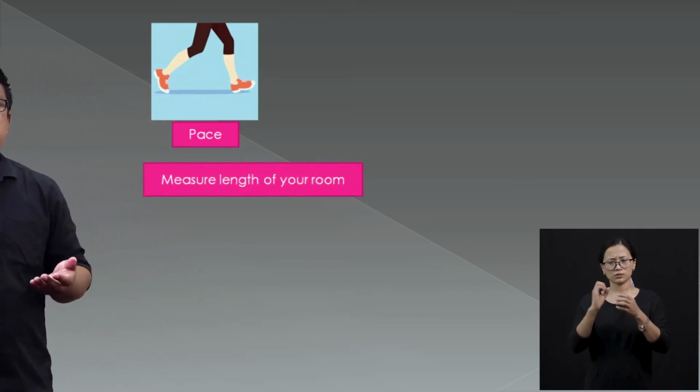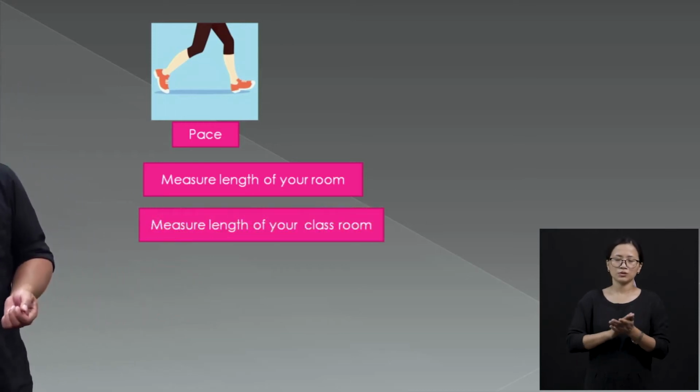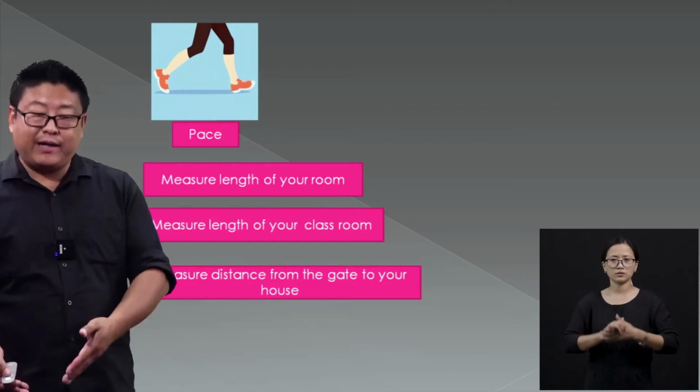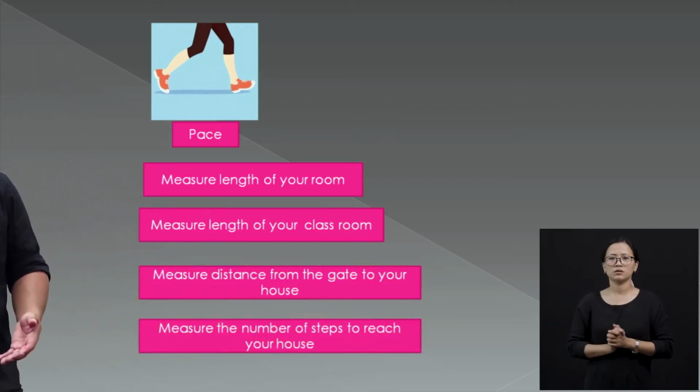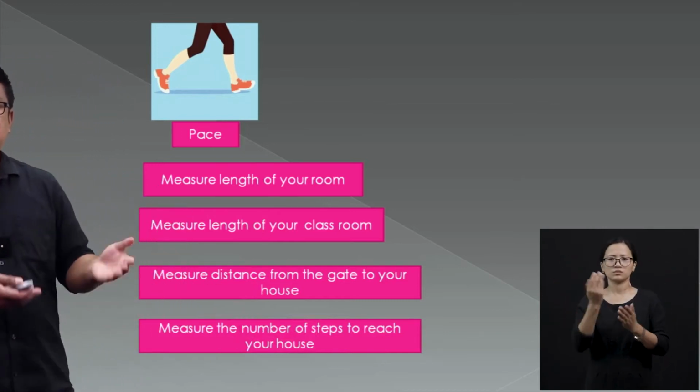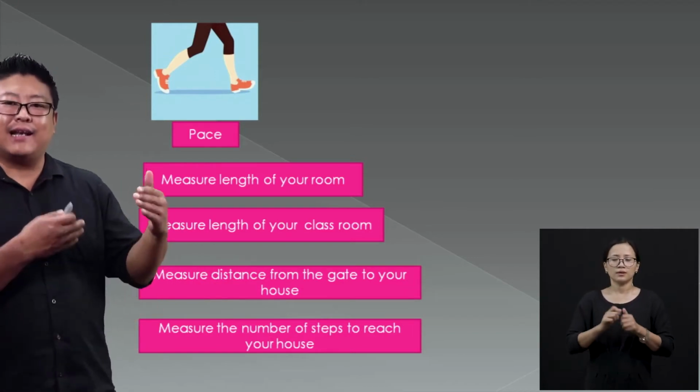So I hope you have already understood the non-standard units are your hand span, your foot span, and your cubit. And there are many more. Another method is through your pace, meaning your steps. So you use these steps to measure the length of your room. You can measure the length of your classroom. You can measure the distance from your gate to your house, and you can also measure the number of steps to reach your house from any place, right? So these are some ways you can measure the distance and length.